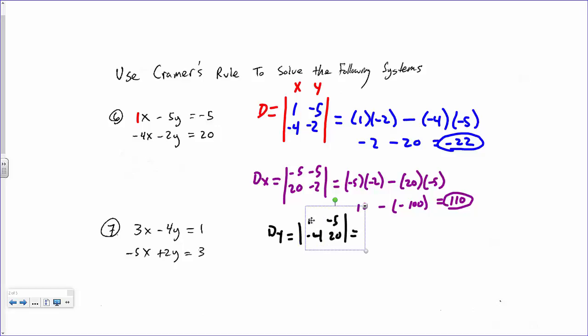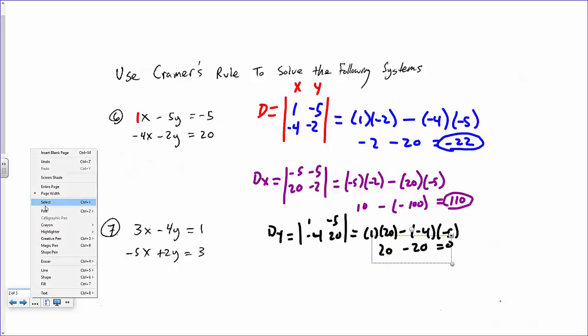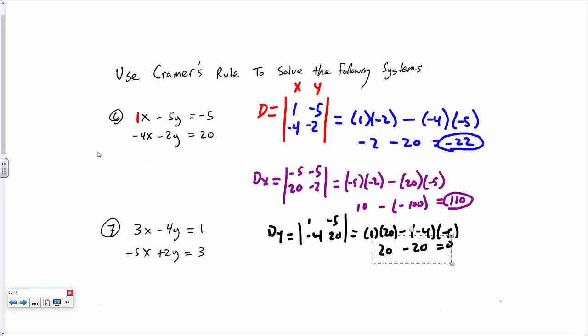And then we'll do the last process. This times this, 1 times 20, minus this times this, which is -4 times -5. So that's going to be 20 minus 20, which in turn should be 0. So the whole premise of this exercise is to find the coordinate xy where these two lines intersect. Okay, so that's pretty straightforward.